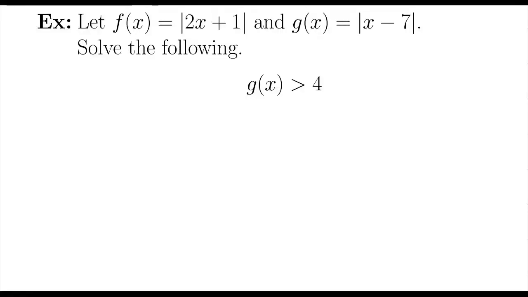Let's solve the inequality that results from having g of x greater than 4. Okay, so the absolute value of x minus 7 is greater than 4. Now we talked about less than being an "and" problem. Let's talk about now greater than.